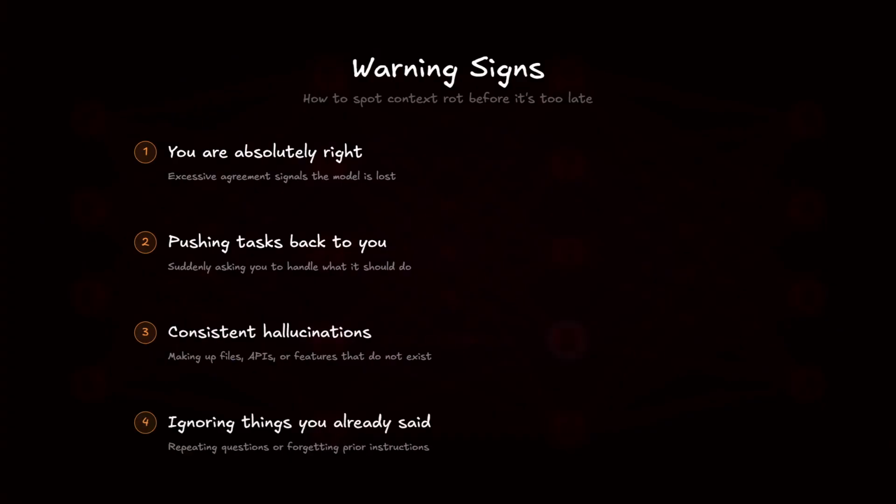Yeah, it repeats questions, or it forgets your instructions, or it explicitly ignores your instructions. Now, obviously, these are signs of general hallucinations or confusion in models that can happen with or without context rot, but context rot accentuates all of these issues.